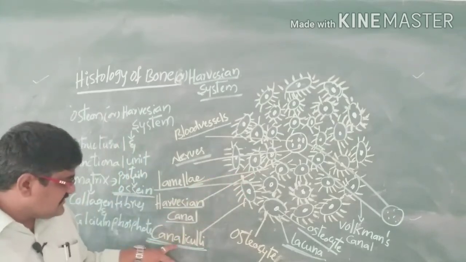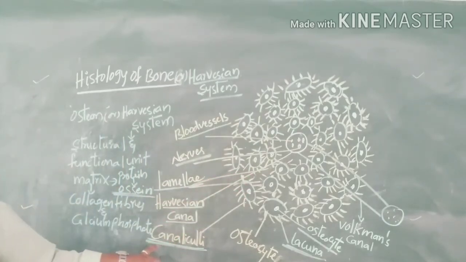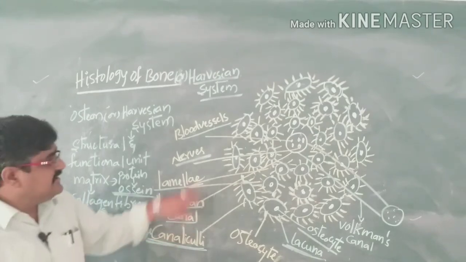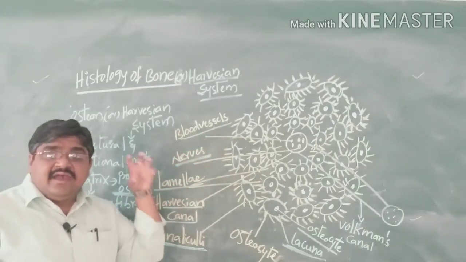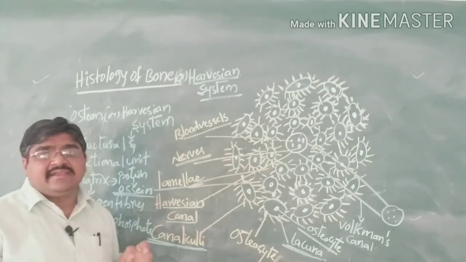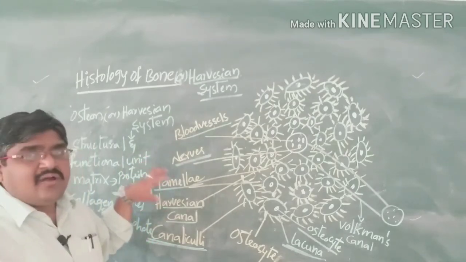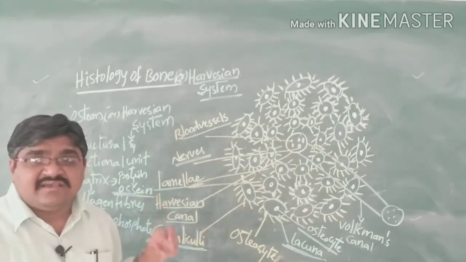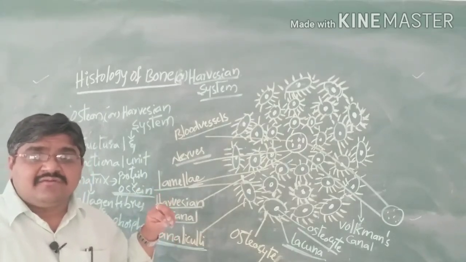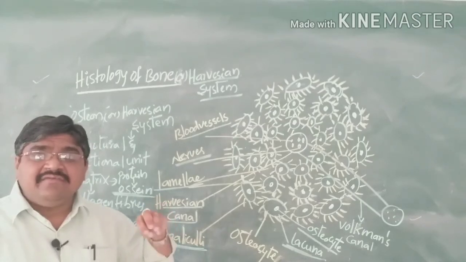Those hair-like structures we call canaliculi. Also, the Haversian canal consists of blood vessels as well as nerves. So a direct blood supply takes place here, and that is why bone is called a vascularized tissue. Bone is vascularized because a direct blood supply takes place.